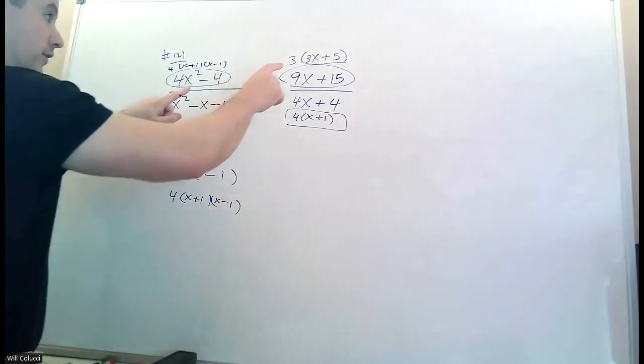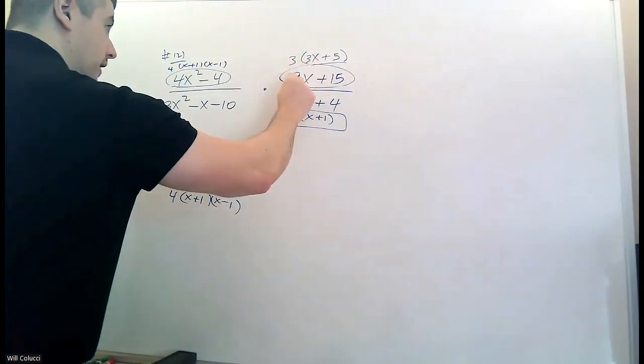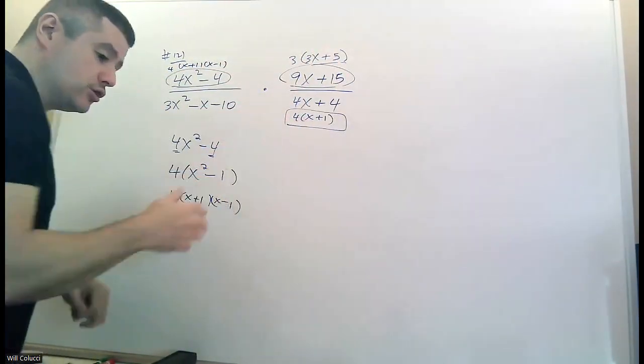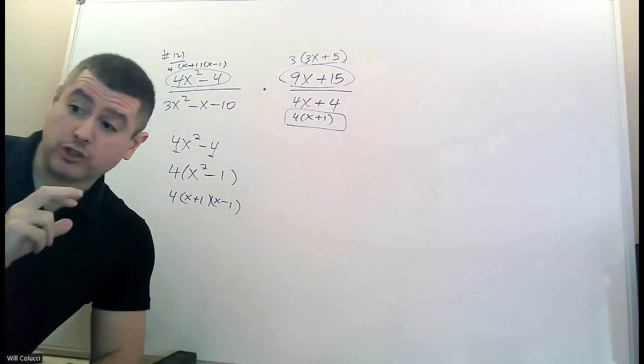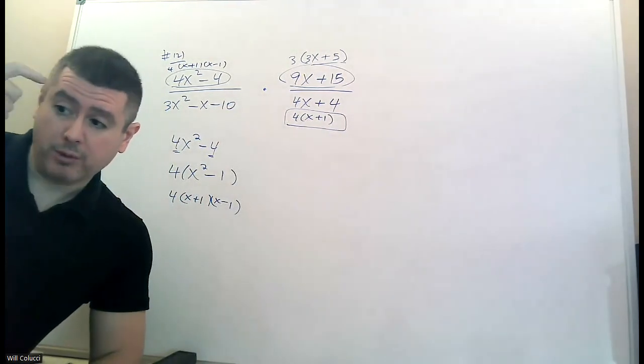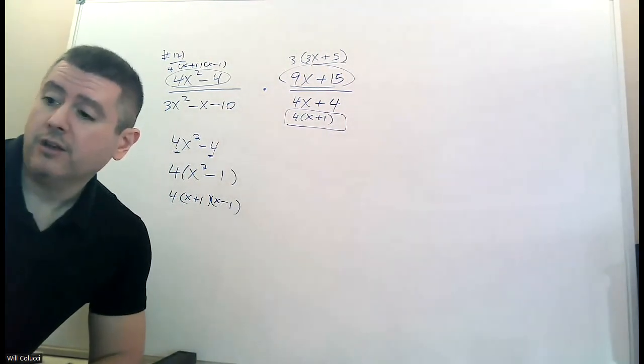After you have factored things, make sure, right? 3 times 3 is 9, 3 times 5 is 15. Make sure that you factored them right. Make sure your signs are right. Make sure that everything worked the way it was supposed to, and then start crossing out.